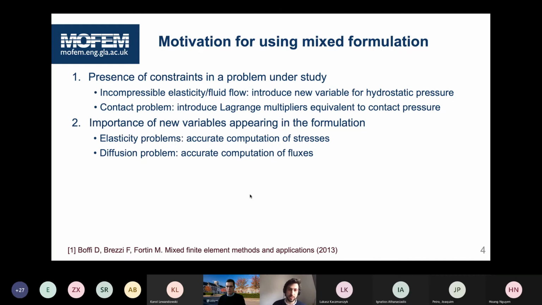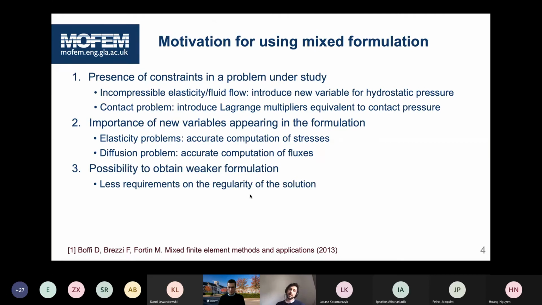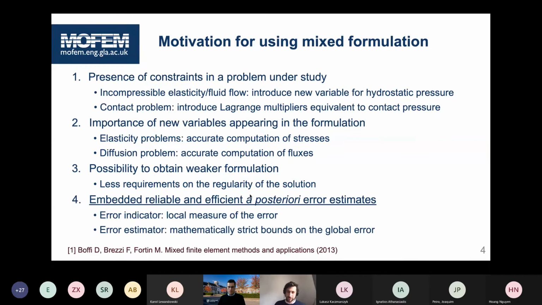Sometimes these new variables that we introduce are more important than the original ones. For example, in elasticity problems, we might be more interested in computing stresses accurately, or in diffusion problems in computing fluxes accurately. Furthermore, the mixed formulation provides a weaker formulation, which means that for some problems we could benefit from fewer requirements on the regularity of the solution. And finally, last but not least, with the mixed formulation it's very easy to implement and use error estimates, in particular a posteriori error estimates available after solution of the problem.